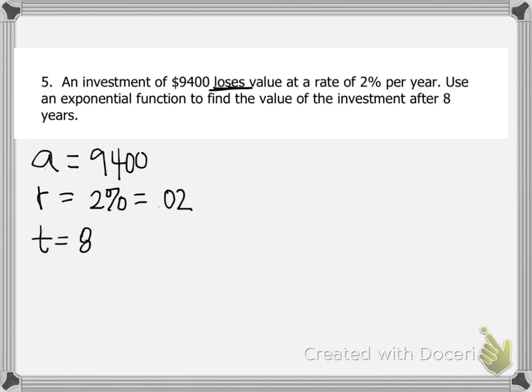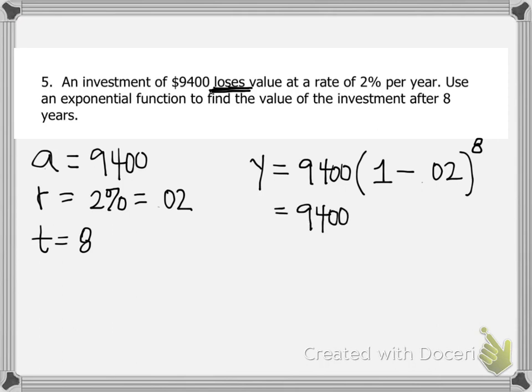Our time t is 8. So we'll have y equals 9,400 times 1. It's losing value, so this is going to be a minus my rate, so minus 0.02. All of that raised to the 8th power. Okay, so this is going to be 9,400 times 0.98 raised to the 8th power. So you'll raise that 0.98 to the 8th power, and then you'll multiply it times 9,400.